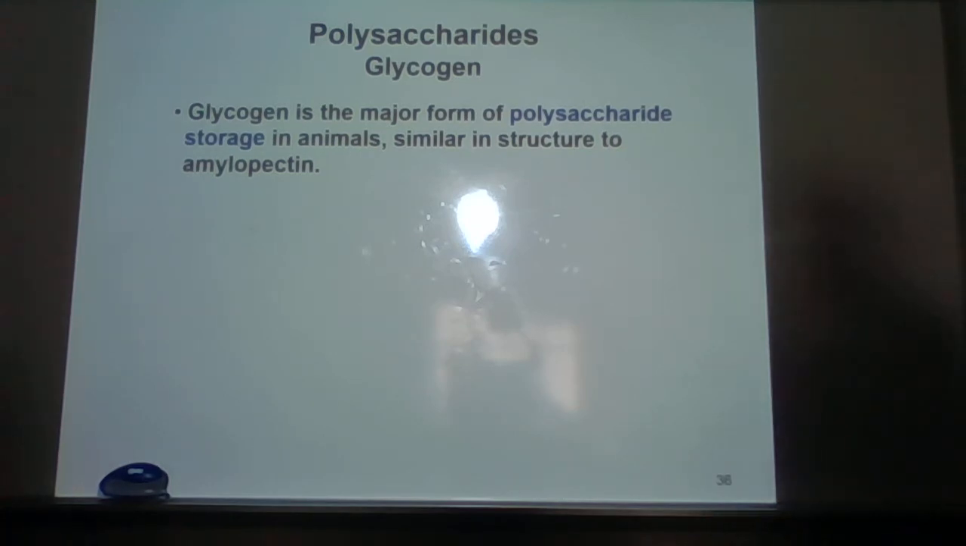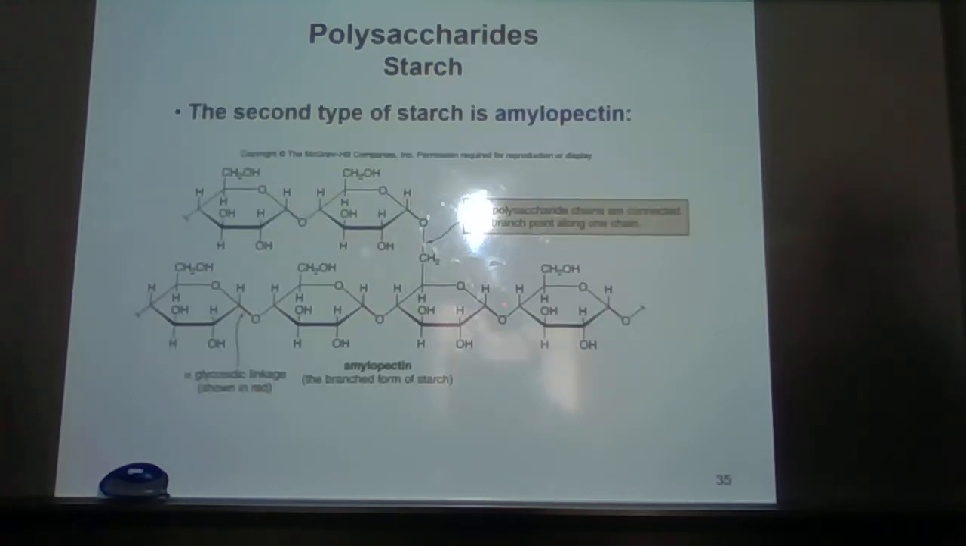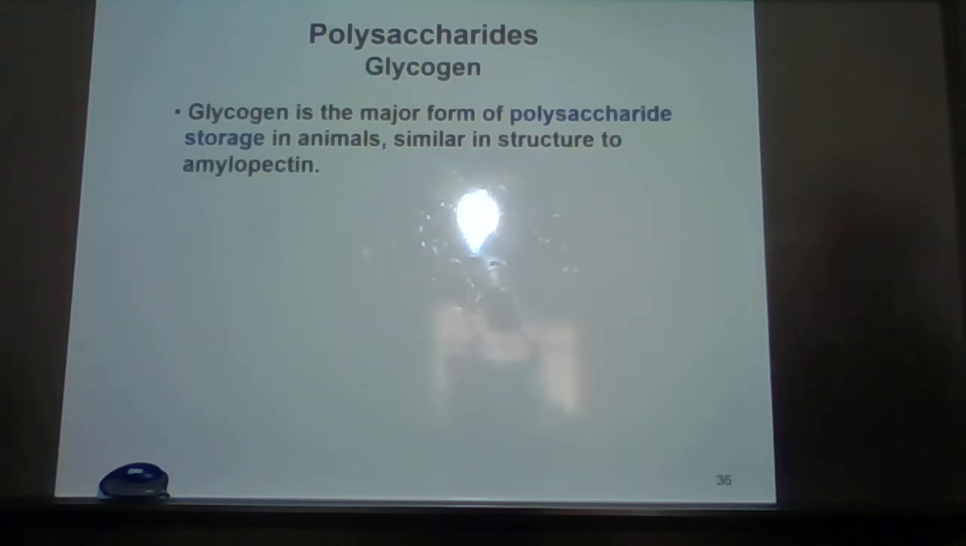Glycogen is a major form of a polysaccharide stored in animals. It's similar in structure to amylopectin. So here's amylose. Here is amylopectin. This is how starch is stored in the human body as essentially fat, such that it can be called upon and used for delivery of energy. In animals, it's the form glycogen.